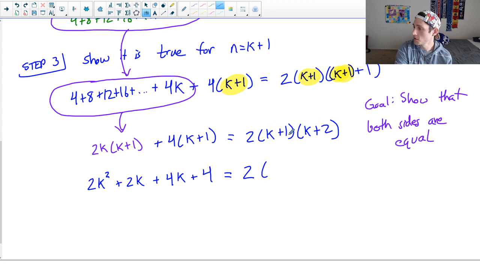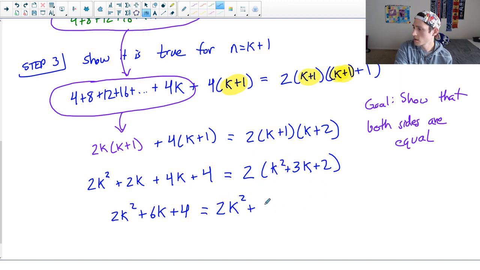I'll FOIL these out. K plus 1 times k plus 2 would be k squared plus 3k plus 2. On the left, combine like terms, so 2k squared plus 6k plus 4. On the right, distribute the 2. 2k squared plus 6k plus 4. Look at that. We have the exact same thing on both sides.